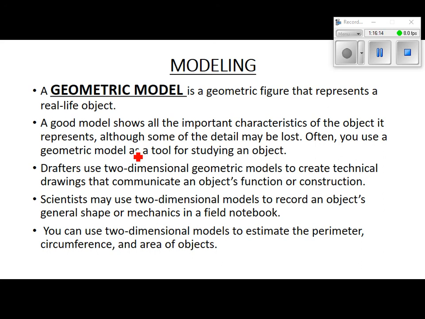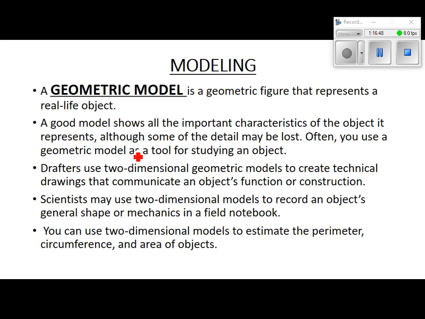Drafters use two-dimensional geometric models to create technical drawings that show whoever's looking at it next how to build something. If you're drafting something, you're drawing it up, like plans to build a house or whatever, so that the person that looks at it next can see how to construct that. Scientists use two-dimensional models to record an object's general shape or mechanics.